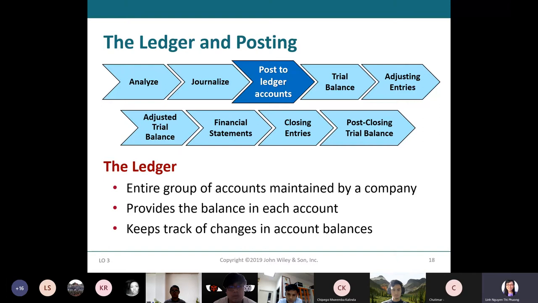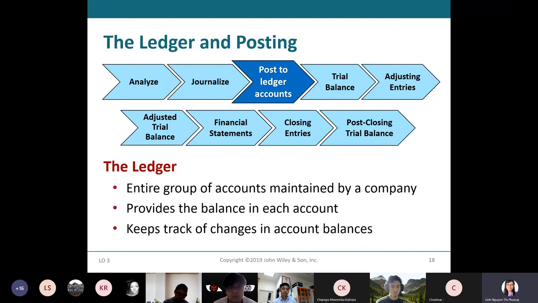okay? Next is posting to the ledger accounts, okay? So after we record the transaction in the journal, or we call it journalizing the transaction, the next step is to post it to the ledger accounts, okay?